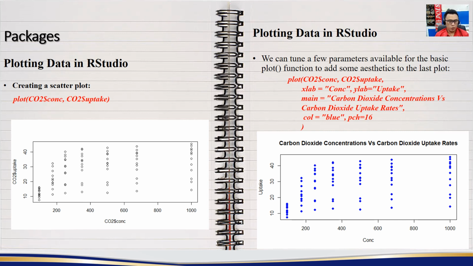Now you can do some tweaks. If you want to put colors, or specify the x and y axis labels, you can do that here. We have xlab equals conc, and ylab equals uptake, with capital C and U respectively. The title of the plot you can set using main equals carbon dioxide concentrations versus carbon dioxide uptake rates. For the color, we use blue, and for the size, you can use 16.